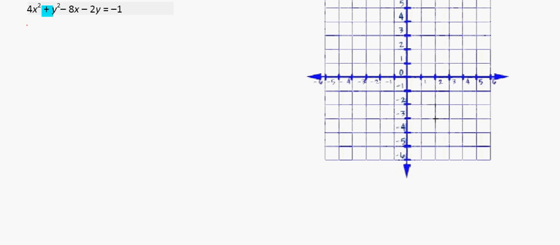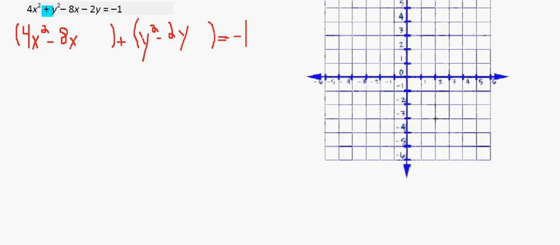So just like we did with the circles, I'm going to group the x's together. So I'm going to group the 4x squared with the minus 8x. And then I'm going to leave a blank. Plus, then I'm going to group the y squared with the minus 2y. And I'm going to leave a blank. Equals negative 1.